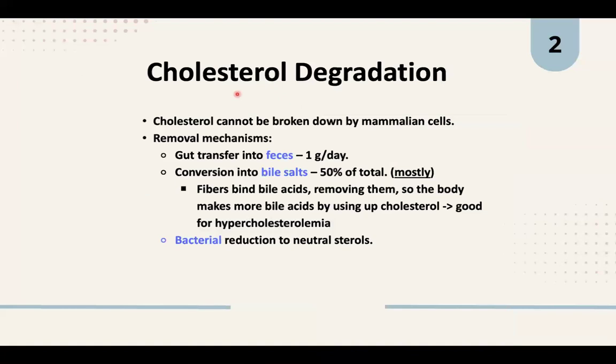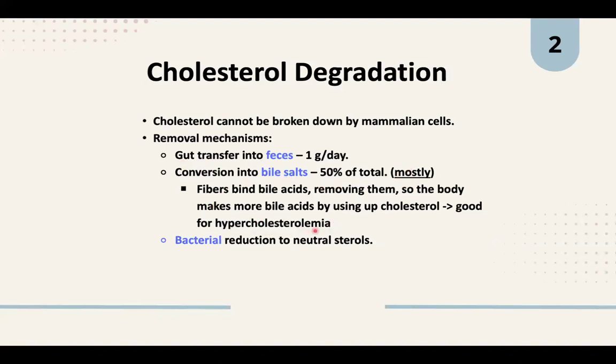Now, degradation of cholesterol. We can't break down cholesterol in our cells generally, but we can get rid of it by just removing it. So we can release it into the feces, we can convert it into bile salts, or bacteria in our gut can reduce it to neutral sterols. Now for bile salts, this is the main method by which we get rid of cholesterol.